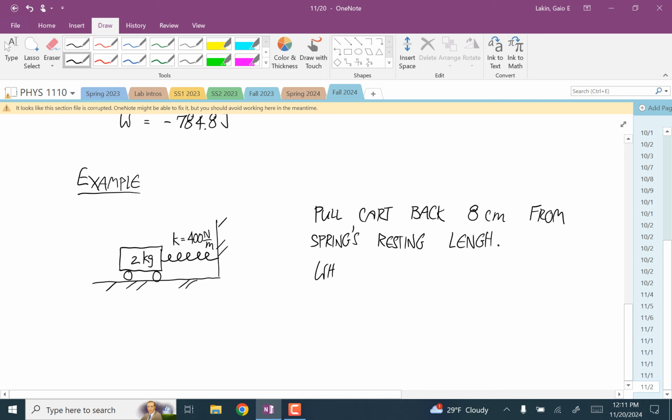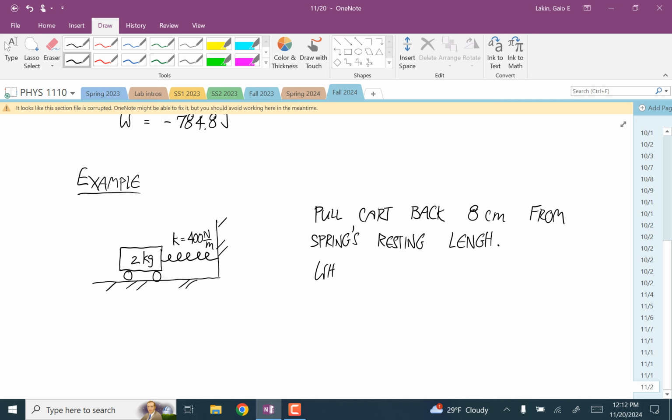And if you can picture what this system would do, this cart would get pulled this way. Then as it passed the spring's resting length, it would start to slow down. Then it would go this way until it stopped, and it would just oscillate back and forth. And the middle of that oscillation would be the spring's resting length.